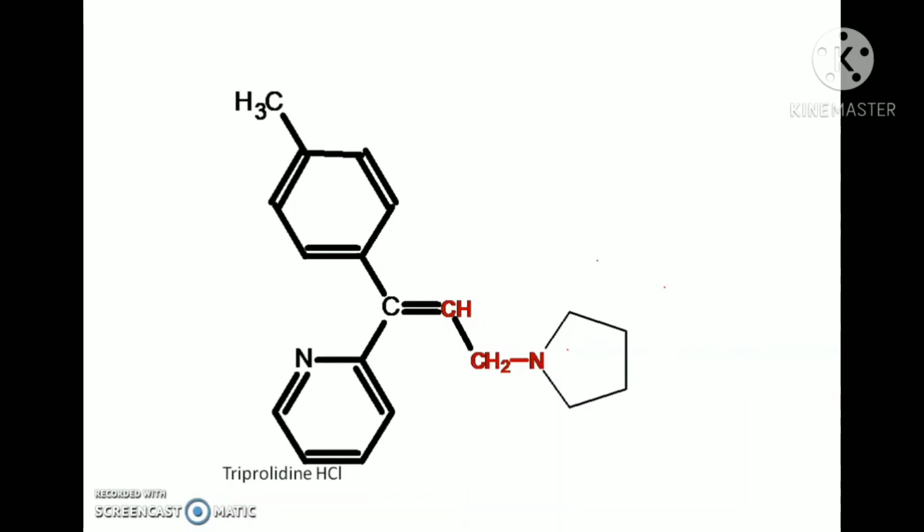Actually, we get a mixture of the cis and trans forms of triprolidine, and the trans form is separated using chiral column chromatography. So that is all about the synthesis of triprolidine.